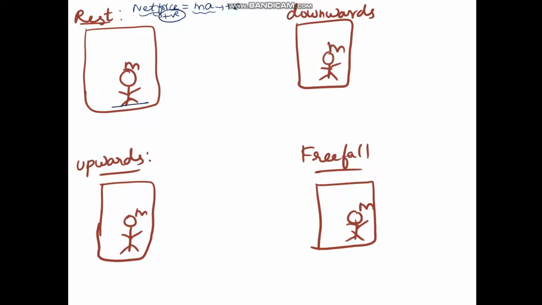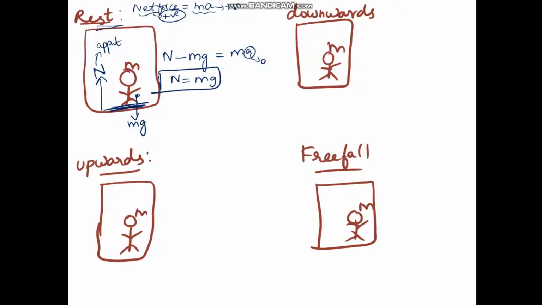For this concept, the man is standing on the floor. We learned that normal reaction is always perpendicular to the surface, so normal reaction is N. Here the normal reaction is nothing but the apparent weight of the man. The gravitational force of the man acts downwards, so mg. Net force is N minus mg, that is equal to ma. But the lift is at rest, they have given, so N is equal to mg since acceleration is 0.